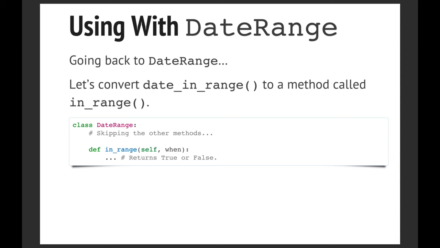Now we are ready to go back to DateRange. And we still need to convert the dateInRange function and turn it into a method. So let's do that by writing a unit test. To show what we're testing, we're going to take dateInRange and turn it into a method called inRange, and it takes one argument other than self, the date that you are checking, returning True or False.